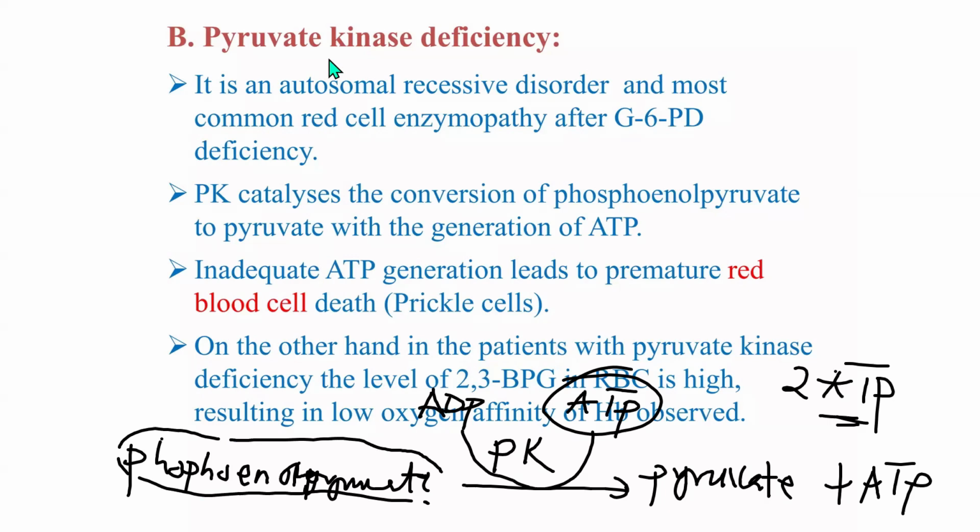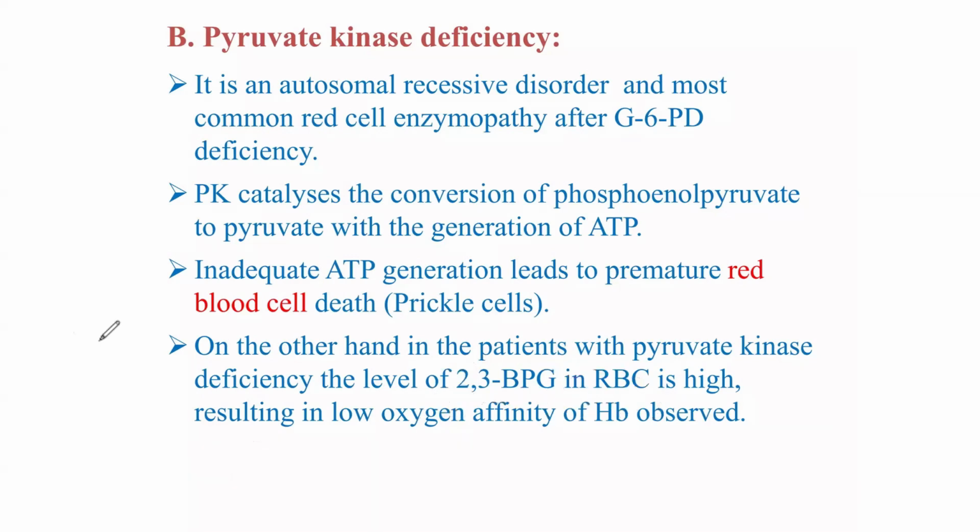But remember that, from this phosphoenolpyruvate, most of the other reactions are reversible reactions. So at the end, when this phosphoenolpyruvate accumulates, it will start converting back to generate a reversible product. As a result of that, there will be a high concentration of 2,3-bisphosphoglycerate in the red blood cell. And this high concentration affects the affinity of oxygen to hemoglobin.